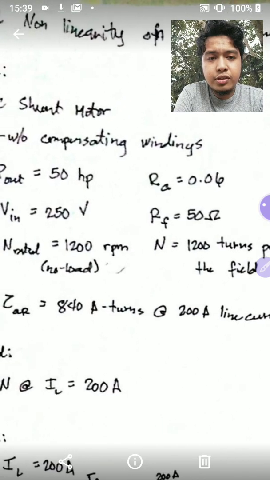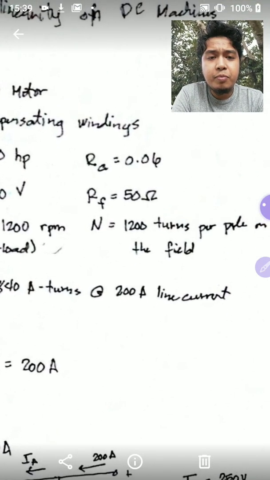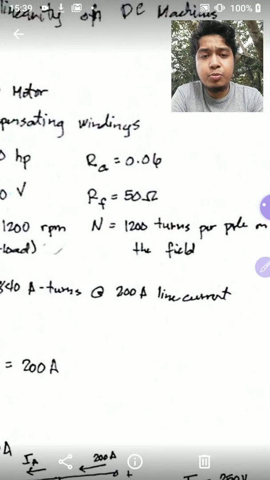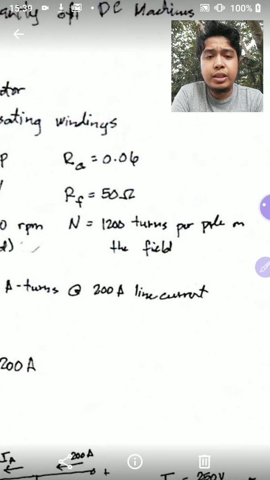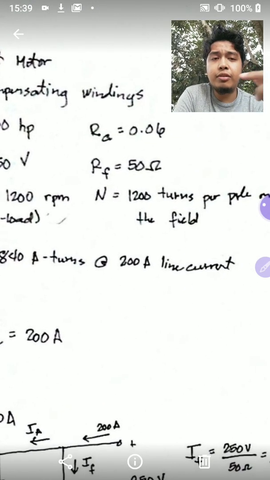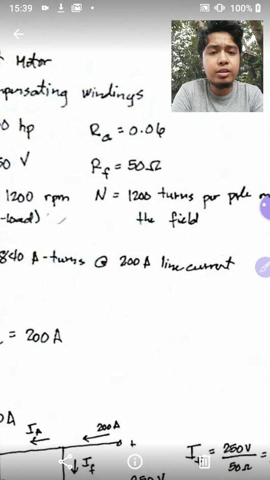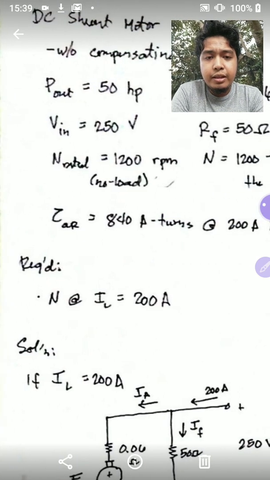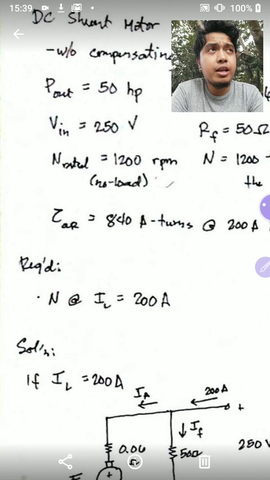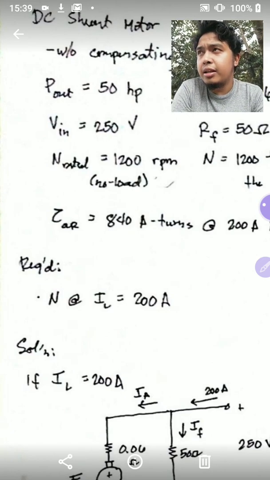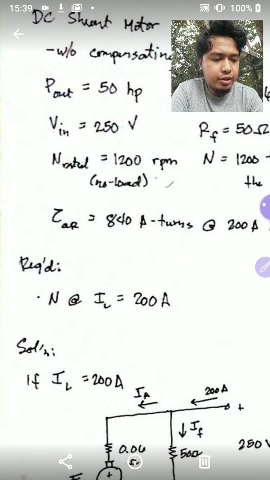The armature resistance is 0.06 ohms, and the shunt field resistance is 50 ohms. The number of turns per pole in the field is 1200. So you have an electromagnet with 1200 turns per pole. Later on we'll be introducing an armature reaction of 840 ampere turns. I think I mentioned armature reaction before.